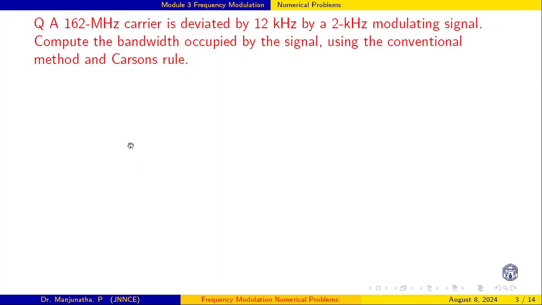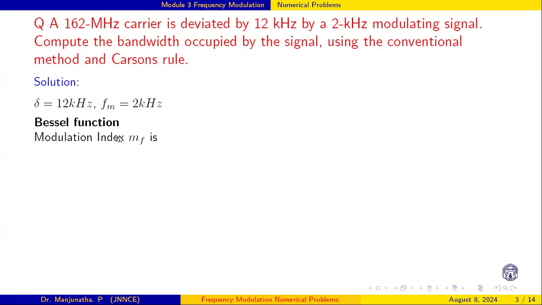So first we will see one numerical. A 162 megahertz carrier is deviated 12 kilohertz by a 2 kilohertz modulating signal. Compute the bandwidth occupied by the signal using the conventional method and the Carson rule method. Our delta is 12 kilohertz here, and the maximum modulating signal is 2 kilohertz. First we have to calculate the modulation index, delta by fm, which is 12 by 2, that is 6.